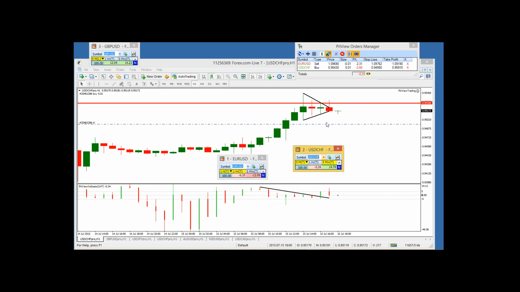But in this case, if this goes -5, now that it is breaking into a lower low, breaking out of consolidation to the downside, that would be an example of the PitView indicator probably being a leading indicator, telling us to get out. So that's one that I'll probably keep on my screen today on the dollar Swiss.